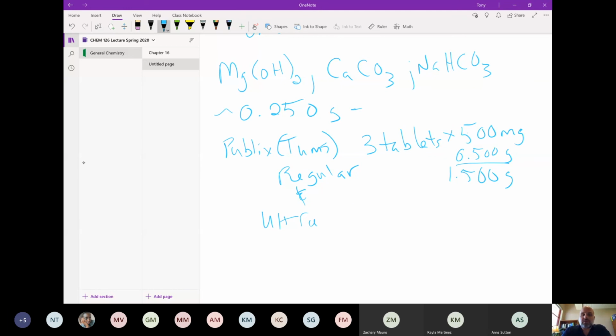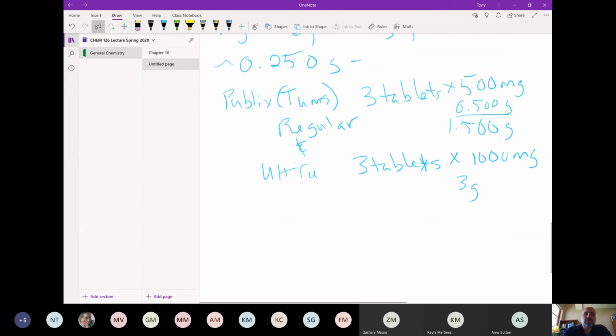And for the ultra strength, we're going to do 3 tablets at 1,000 milligrams apiece, or 1 gram each. So we have 3 total grams of calcium carbonate that we're adding there.